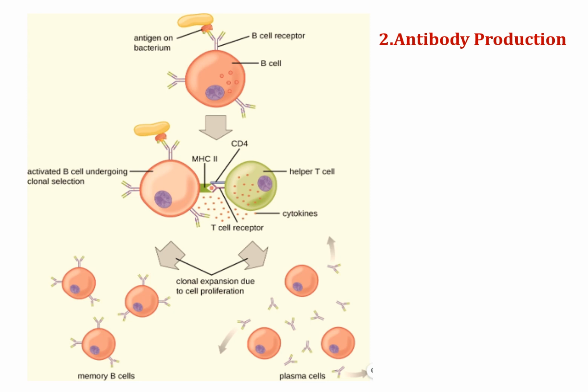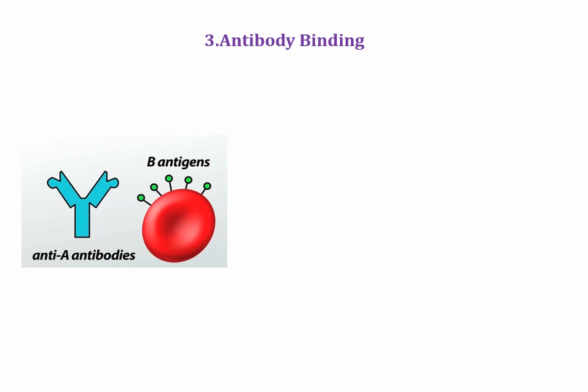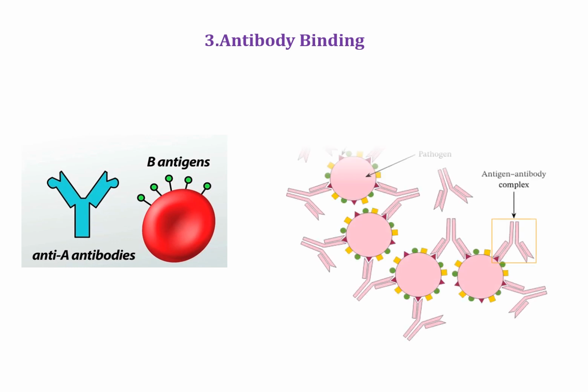Right, now the third step is antibody binding. Once the antibody is produced, it binds with a particular host cell. The antibody binds to the antigen on the surface of the host cell, forming immune complexes. Here in the picture you can see the antibodies, and this is the antigen present on the blood cell surface, and they form the antibody-antigen complex. Here the particular antigen binds with a particular antibody.